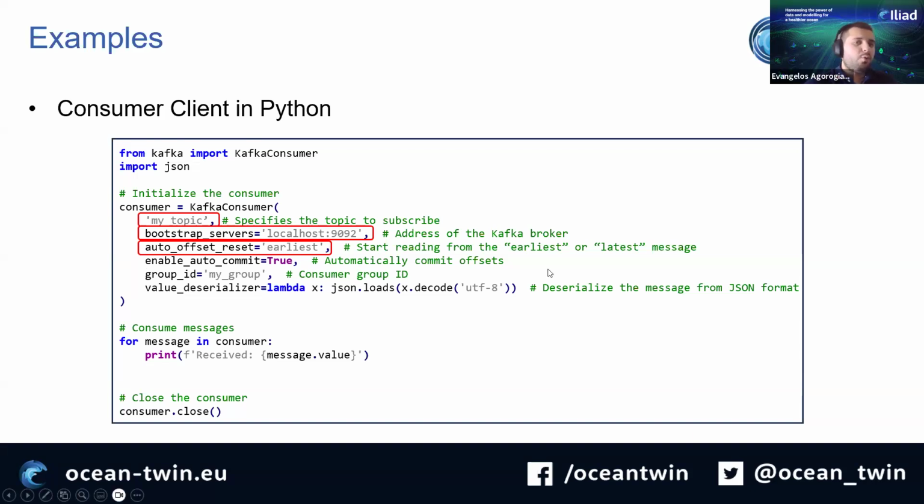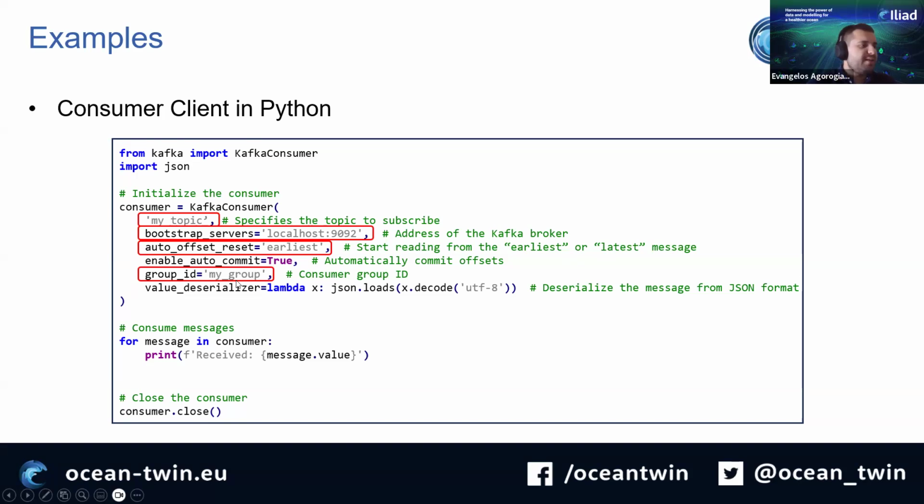This configuration defines the strategy that the consumer will follow when it is connected to the topic. The earliest configuration makes the consumer consume the data from the beginning, from the initial message that has been published in the topic. And the latest configuration defines that the consumer will consume data only after the consumer starts.